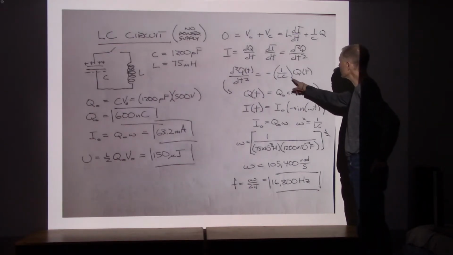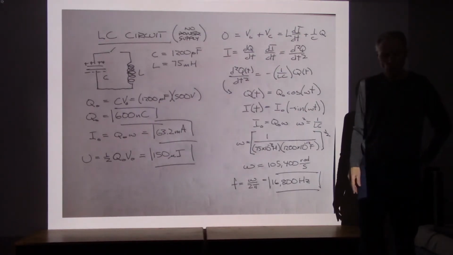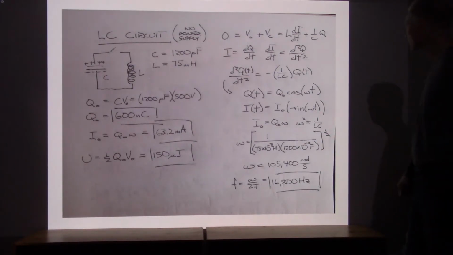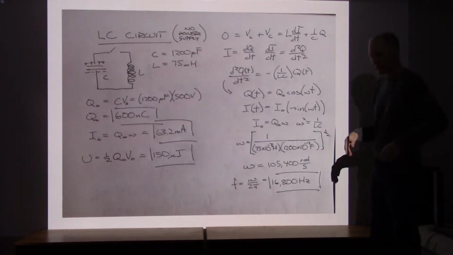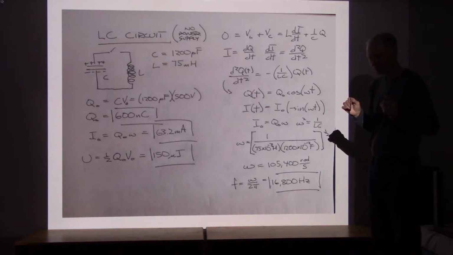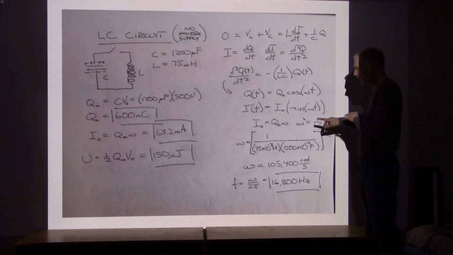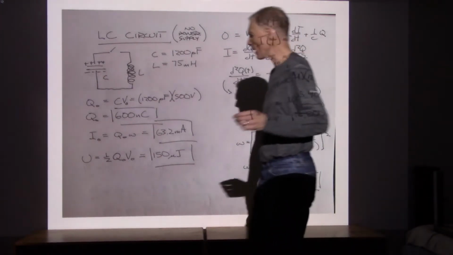Also, what we find is that 1 over LC is going to be equal to omega squared. So that lets me figure out what the frequency will be for the circuit. Now, what I can see from the formula here is if I want a really high frequency, I want to put a tiny amount of capacitance and a tiny amount of inductance into that circuit. Let's see why that works.